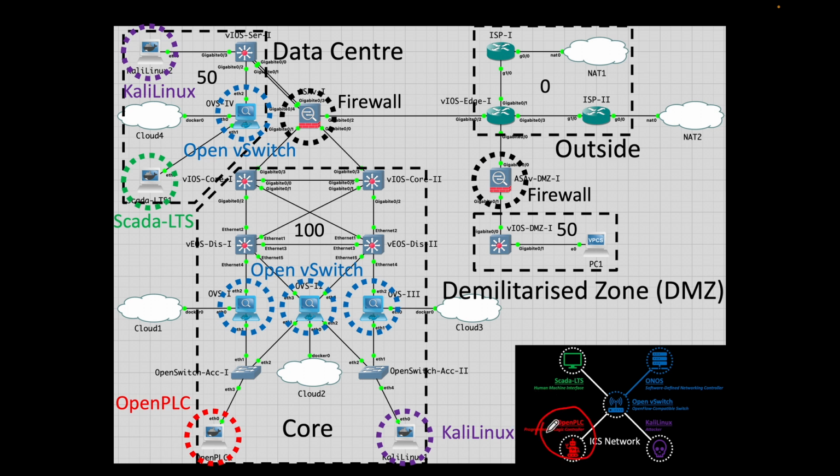We have here the OpenPLC, the SCADA-LTS, the Kali Linux, 2 of them, the Open vSwitch, 4 of them, and the ONOS. The ONOS is deployed in Docker containers, and the Open vSwitch connects to ONOS via the docker0 interface.